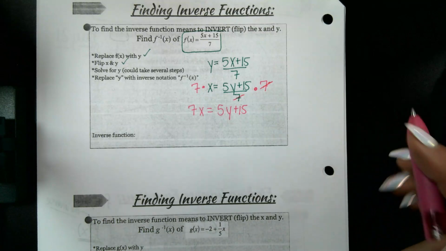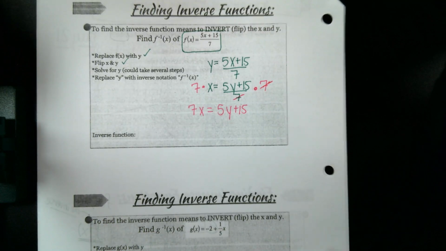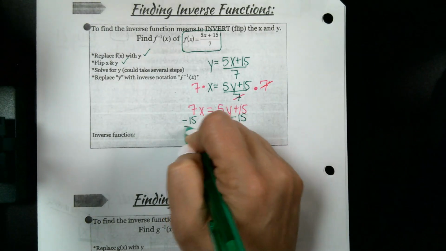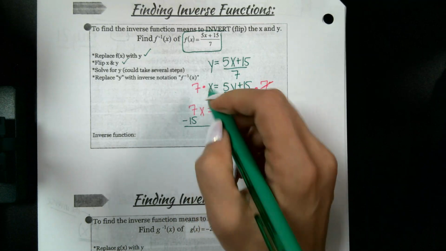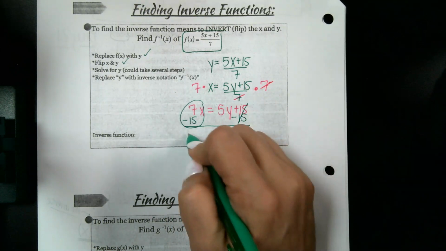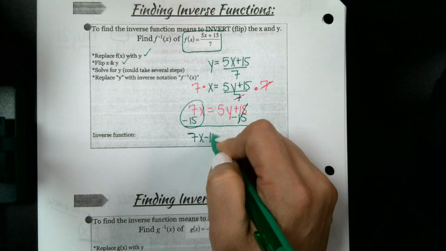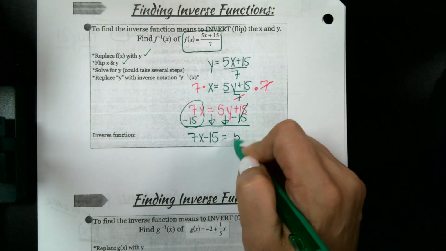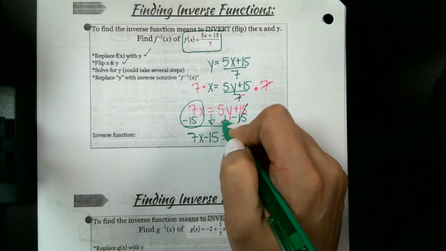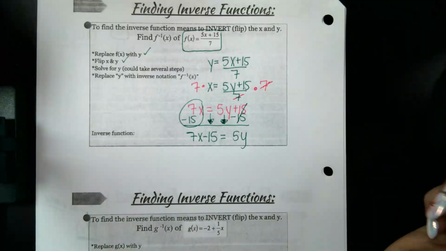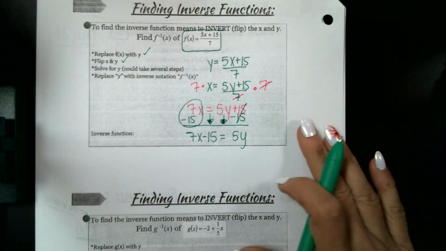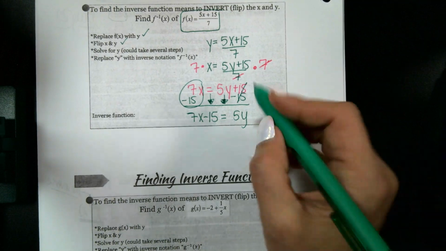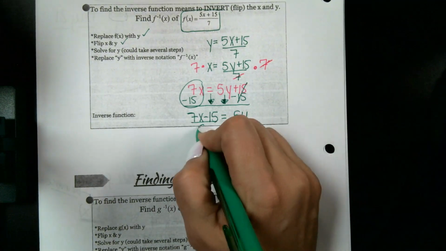Okay, then what number can I move? 15. Subtract 15. So on the left, we have 7x minus 15 equals, and on the right, we have 5y. One more step to go. Divide by 5. Divide both sides by the 5.